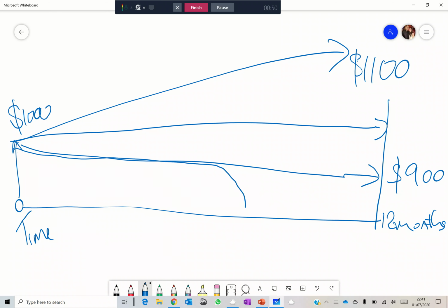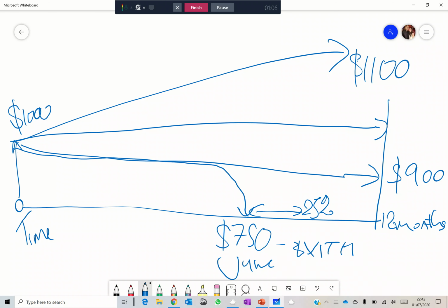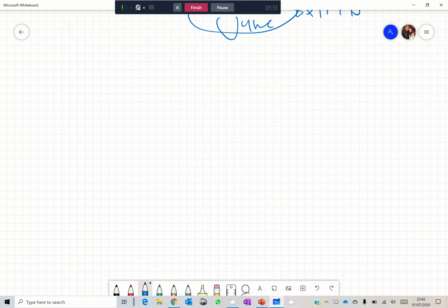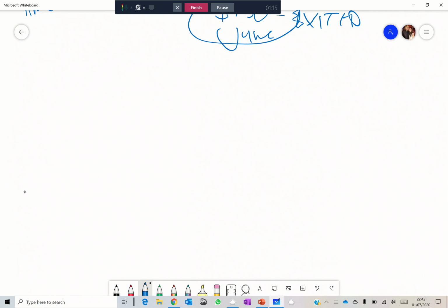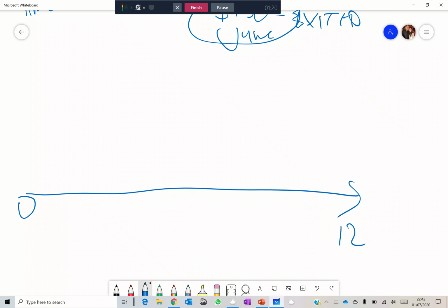Maybe during that period it fell somewhat, it hit our stop loss, and our stop loss might be 25% of the value, so it got to about $750, let's say around June time, in which case we'll have exited, okay, around that period. All very straightforward, all very easy. However, now let's look at the scenario, same situation, 12 months, today is month 0. Now what do we do?